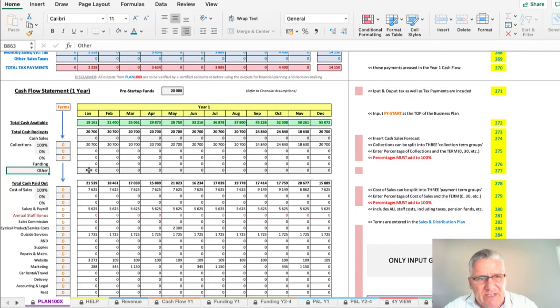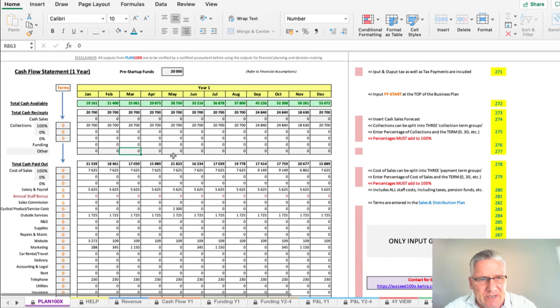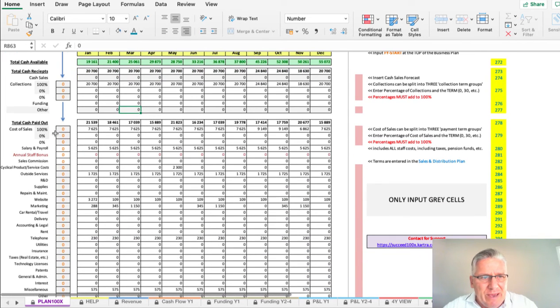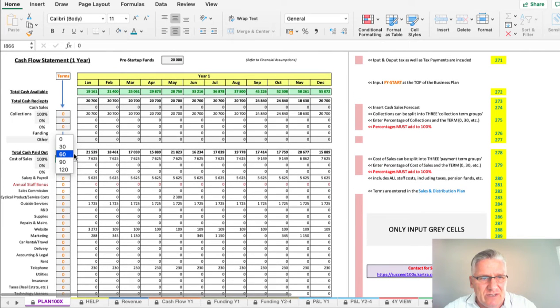Right, so if there's any other income, you can put it in this line. Remember, we said the gray is the input. And then down to cash paid out. The cost of sales obviously is going to be there on a month-by-month basis as we sell. And again, what happens here, opposite to collections, is that if we get terms, our cash flow starts to look better. So just look at the top of the page now. You can see what happens if we give 60-day terms. The cash flow suddenly starts to improve, because we haven't had to pay in months January and February.